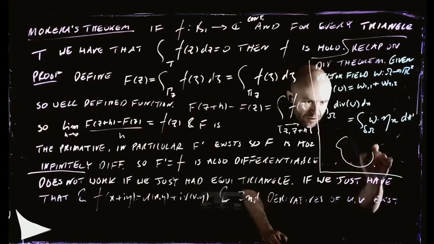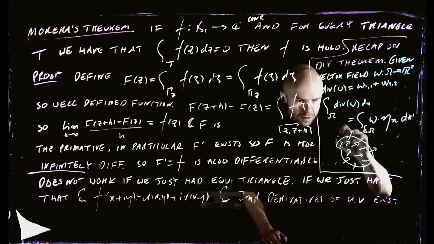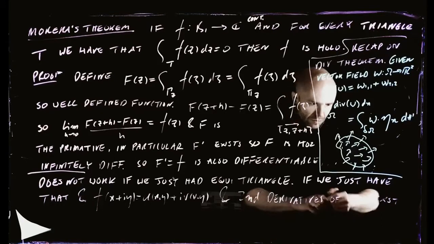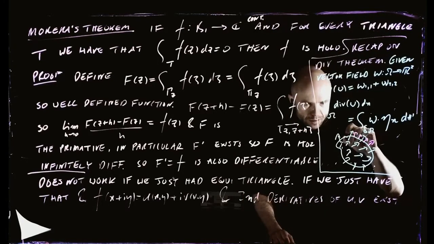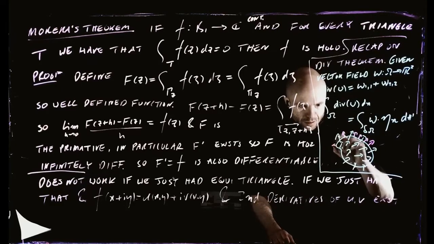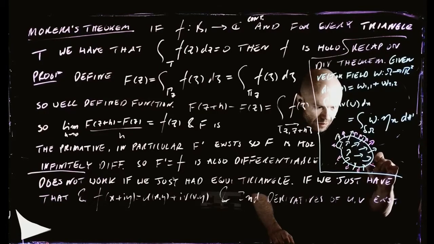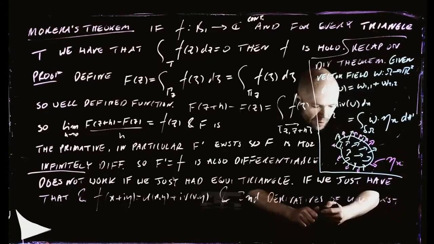So if this is our set omega, this is our vector field. These vectors are pointing like this, and we take the normal like this, around the outside. That is the outward pointing unit normal. This is gamma of this thing.